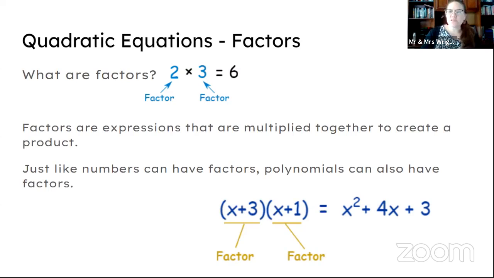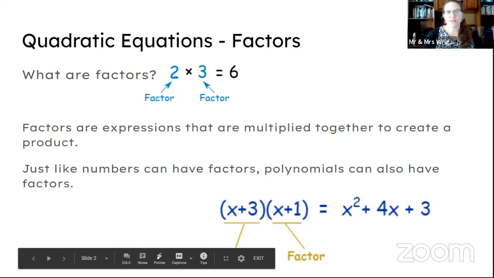And just like you can have factors that are multiplied together to make a product that's a number, all of those being numbers, you can do the same thing with polynomials. So you can have a polynomial times a polynomial equals a new polynomial, like we have down here. So x plus 3 times x plus 1 equals x squared plus 4x plus 3. Each of these are factors, and then the product of them, after you multiply them together, is the expression on the right side of the equation here. So that's what factors are.